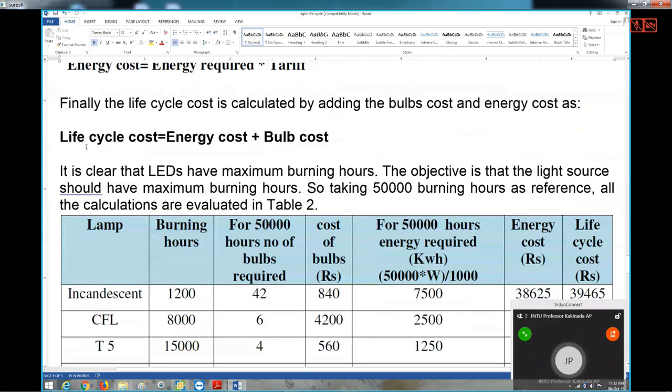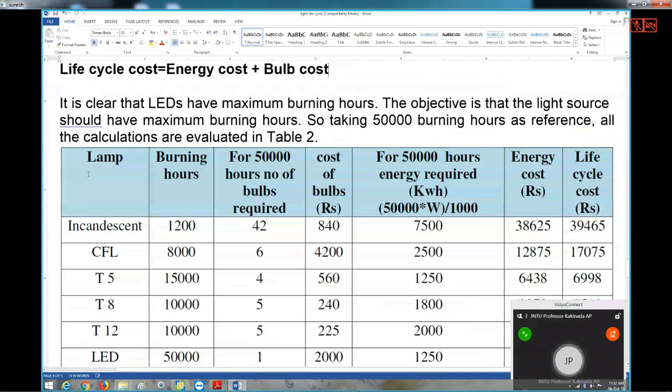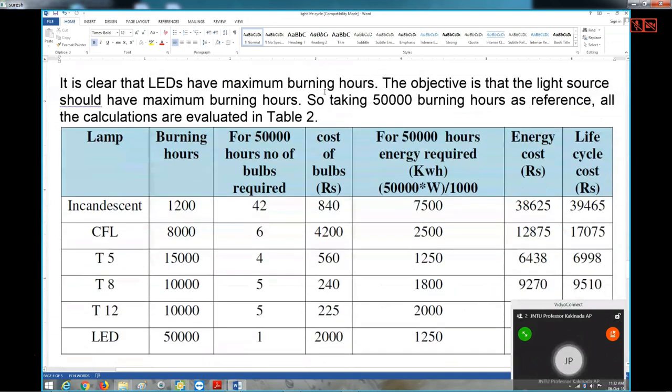So here we can take LED lamps, which have the most burning hours, the peak one. The objective of a light source should be to have the maximum burning hours, so one time purchase has to cover a large number of working hours. So we can take 50,000 burning hours as the reference. Within this we are calculating the life cycle costs of one particular lamp against the total lamps available. It is tabulated in this table.